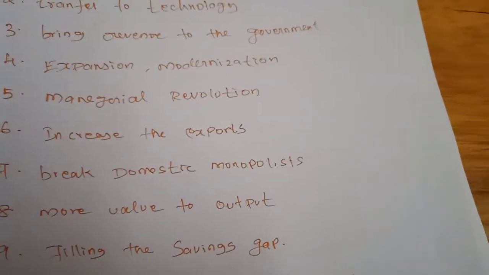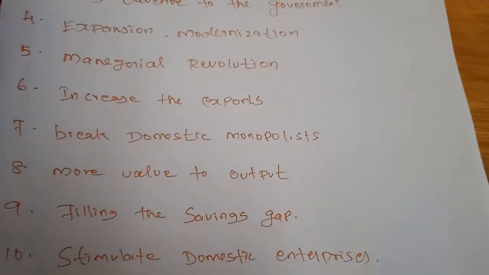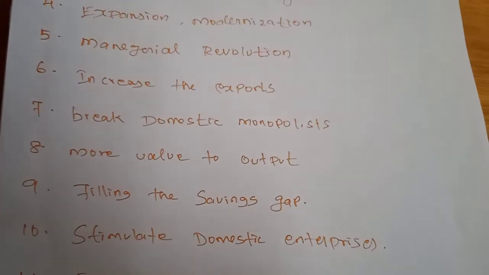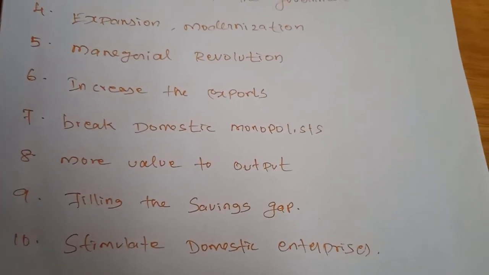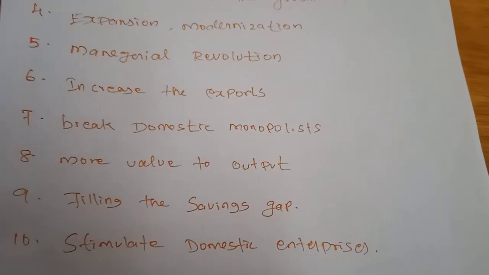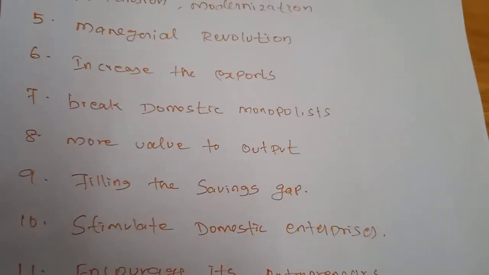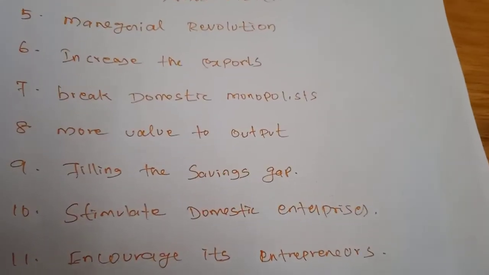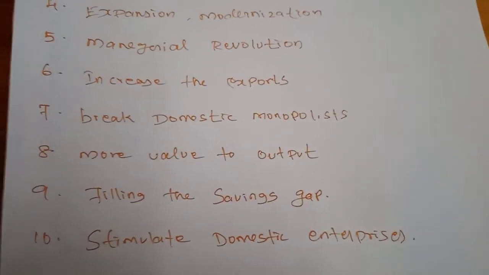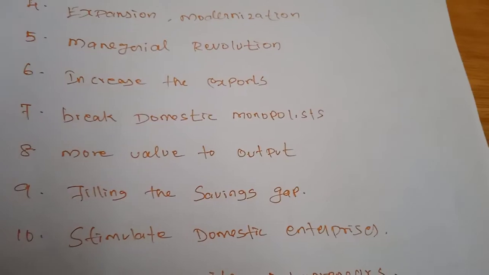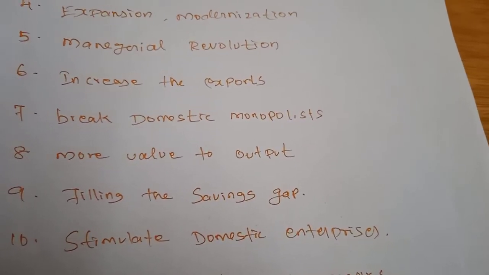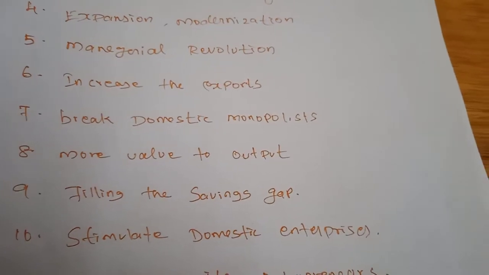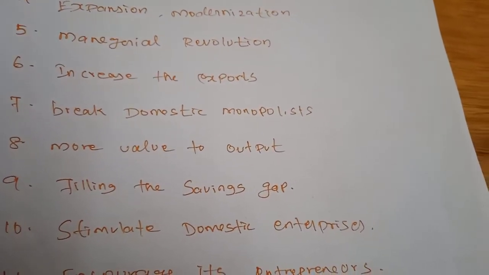Next, break the domestic monopolist. Foreign investment also helps to increase competition and break the domestic monopoly. We have already studied that every nation has monopolistic powers. Monopolistic power means that if a producer in our nation is a monopolist, he alone has the power to fix the price of his commodities.